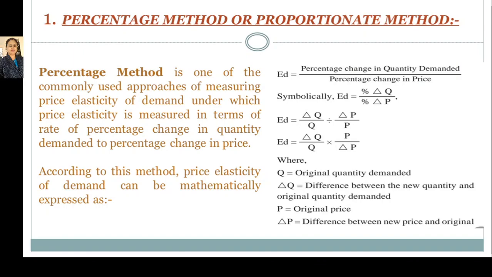Percentage method or proportionate method is the first method to measure the price elasticity of demand. Now, what is percentage method? We know that the percentage method is one of the commonly used approaches of measuring price elasticity of demand, under which price elasticity is measured in terms of rate of percentage change in quantity demanded to percentage change in price.